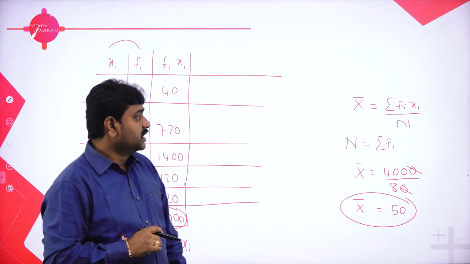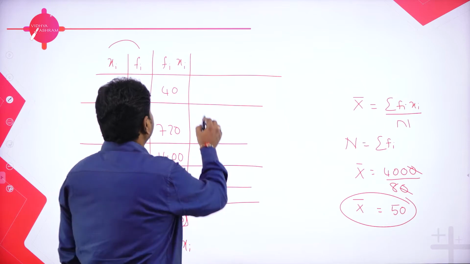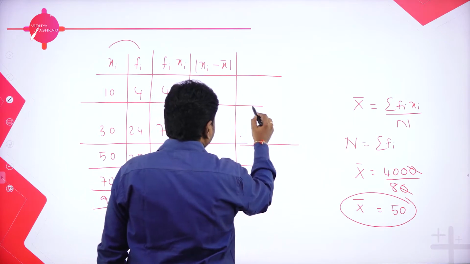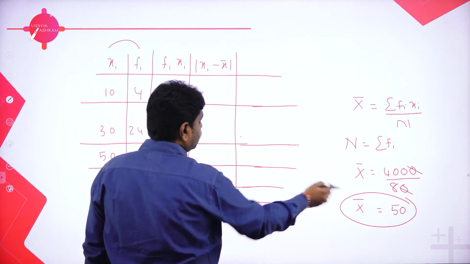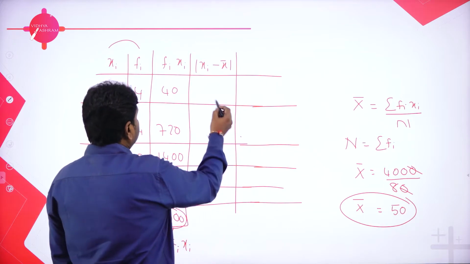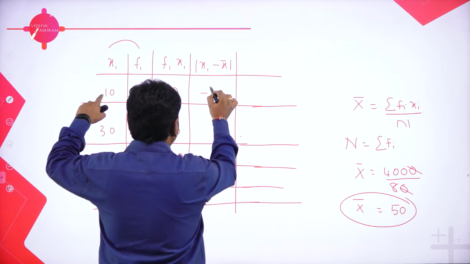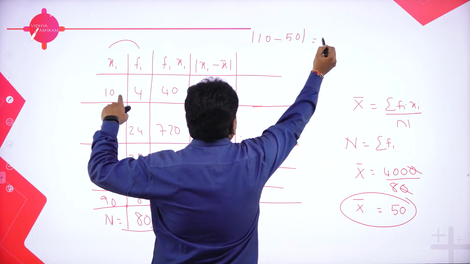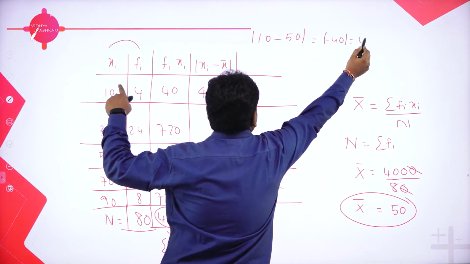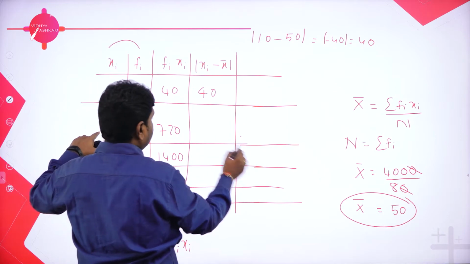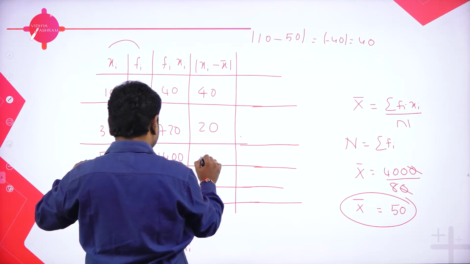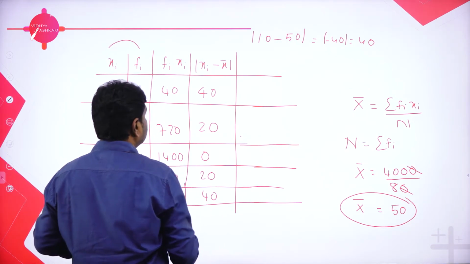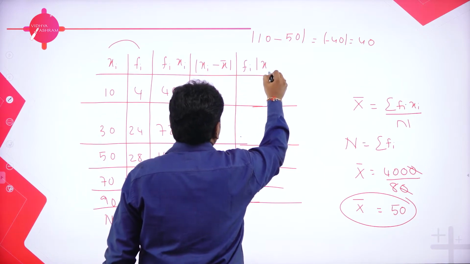What is the mean of grouped data? Sigma fi xi by n. Now you go for the deviations, modulus of xi minus x bar. Now you fill in: each observation you subtract from x bar. So 10 minus 50 is minus 40. The modulus of minus 40 is 40. The modulus of a negative is positive. Then 30 minus 50, 20. 50 minus 50, 0. 70 minus 50, 20. And 90 minus 50, 40. That's it. Then you do fi into modulus of xi minus x bar.